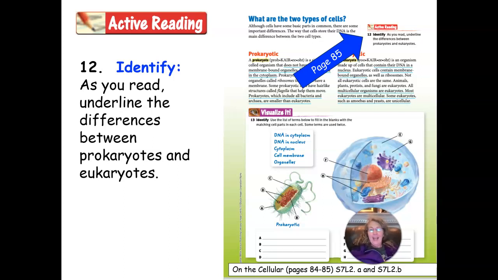So we have already talked a lot about the differences between prokaryotes and eukaryotes, but here we go. It pops up again. And so number 12 in your active reading asks you to underline the differences between prokaryotes and eukaryotes. And then the next question asks you to identify the structures that they have labeled. You guys should be able to do this like crazy.